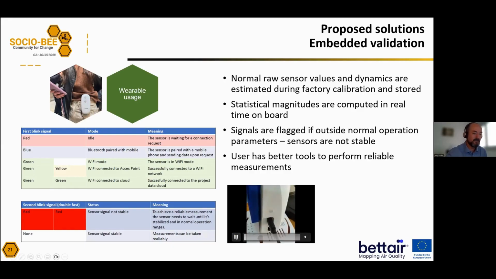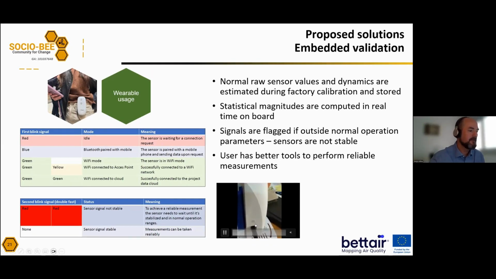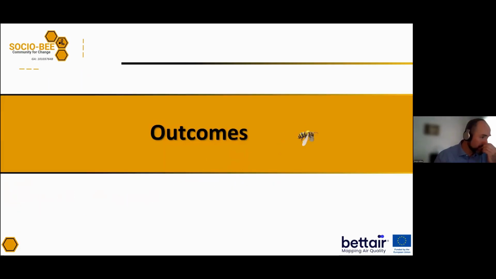There is an LED that gives a number of blinks. The green blink is about connectivity, whether it's connected to the mobile phone or to the Wi-Fi, and the double red blink means I am not yet providing stable measurements. This is useful for the citizen scientist to check whether they need to wait more to take a measurement or can take it already. And it's useful because if the citizen scientist is blind, it's very easy to get bad measurements. What are the outcomes of these approaches?